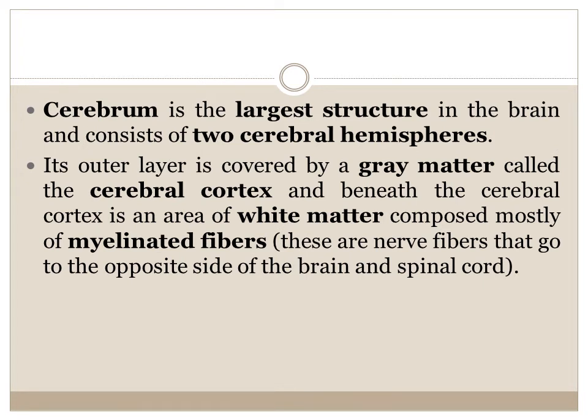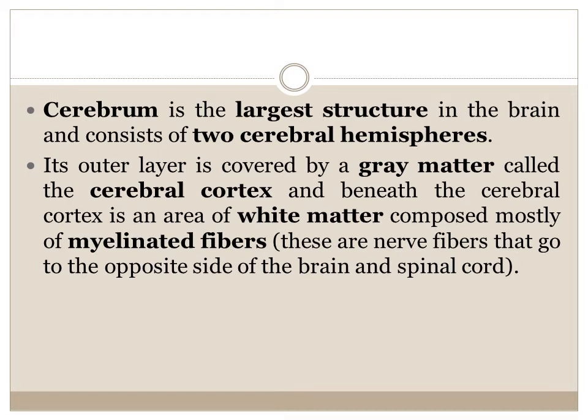Now let's talk more about the cerebrum. The cerebrum is the largest structure in the brain and consists of two cerebral hemispheres, the right and the left, as I mentioned a while ago. Its outer layer is covered by gray matter called the cerebral cortex. Beneath the cerebral cortex is an area of white matter composed mostly of myelinated fibers. These are nerve fibers that go to the opposite side of the brain and the spinal cord.